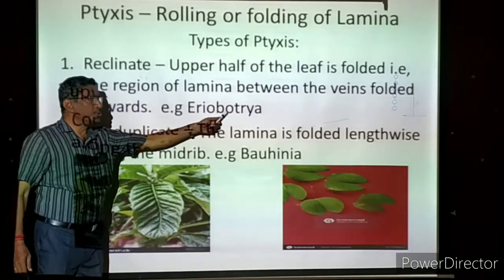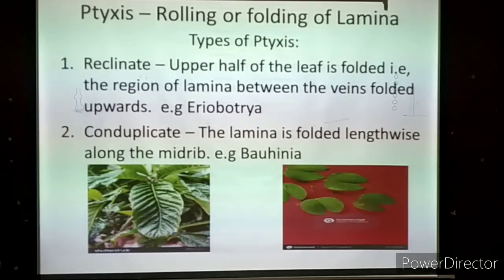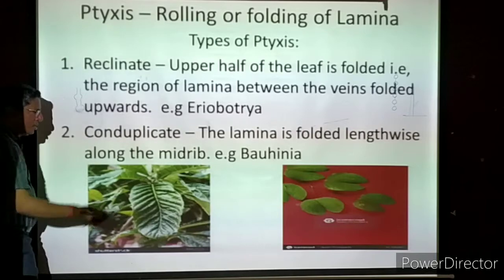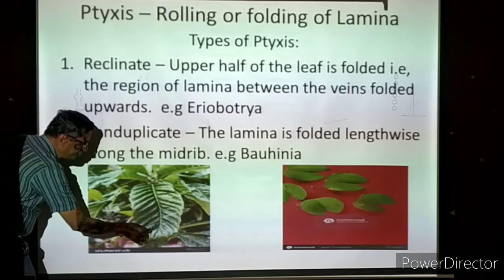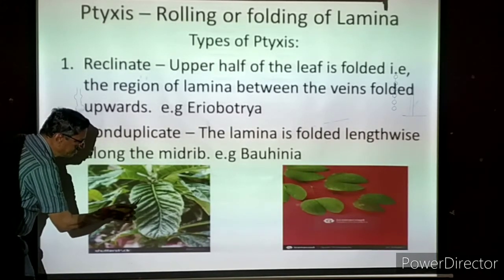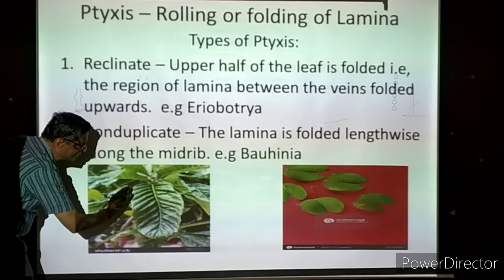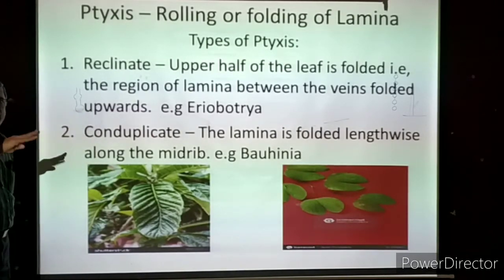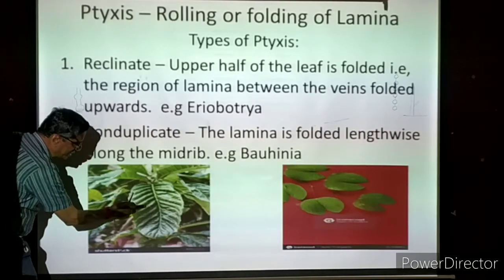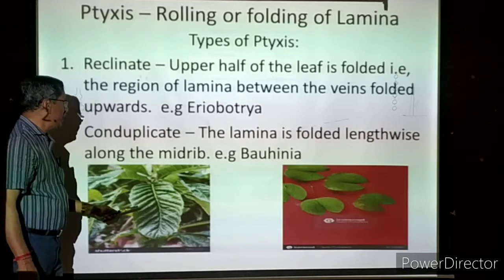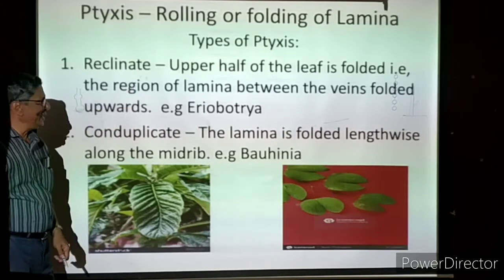Example, Eriobotrya. Now this is the Eriobotrya leaf. One leaf is enlarged. Now this is the midrib. Now veins are there. Between one vein and the other vein, the green portion is folded up. So everywhere you can see this folding, this side also. This is one type of folding. It is called what? Reclinate.